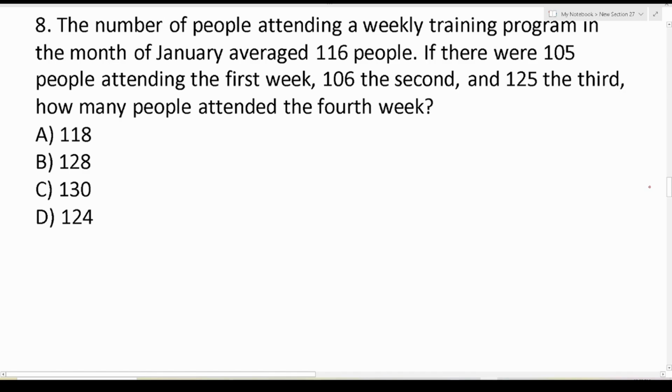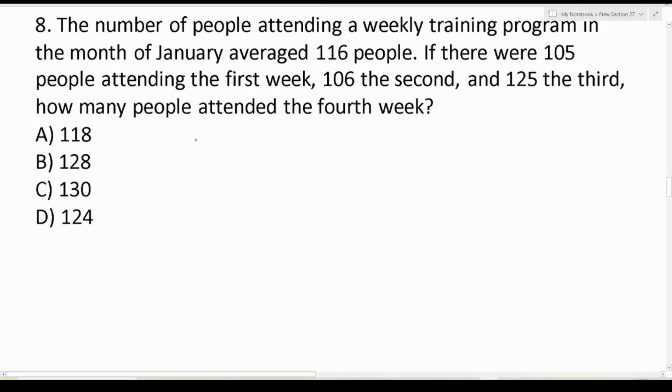All right, number 8 says the number of people attending a weekly training program in the month of January averaged 116 people. If there were 105 people attending the first week, 106 people the second, and 105 the third, how many people attended the fourth week? So this is an average problem in which we have to solve for one of the missing data points.